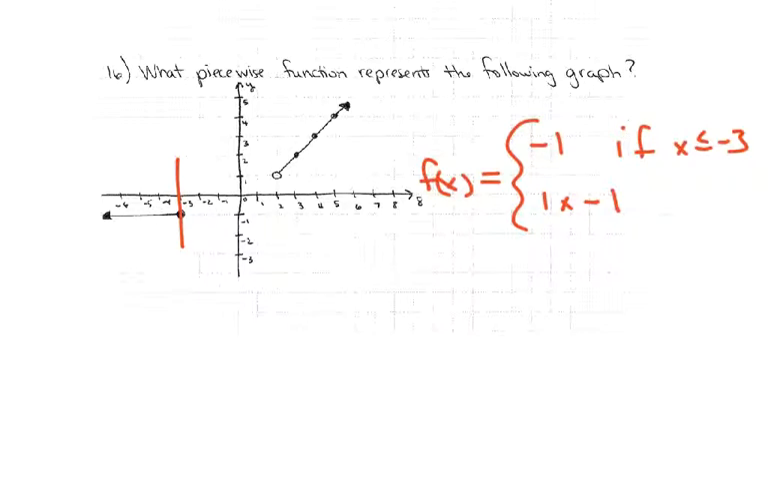Now let's look at the other equation, the one that's 1x - 1. I want you to notice that it only exists when the x values are greater than 2.